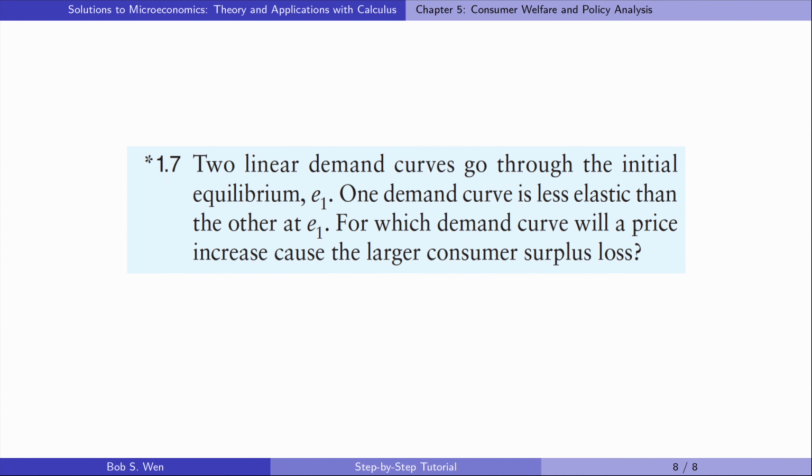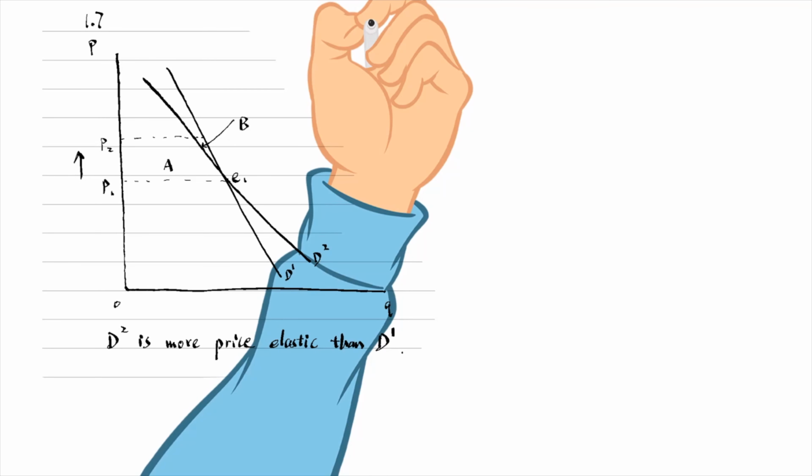Let's solve exercise 1.7. Two linear demand curves go through the initial equilibrium E1. One demand curve is less elastic than the other at E1. For which demand curve will a price increase cause the larger consumer surplus loss? As illustrated in the graph, the demand curve D1 is less elastic than D2. That is, the same percentage of price increase causes less percentage fall of quantity demanded for D1 than for D2.